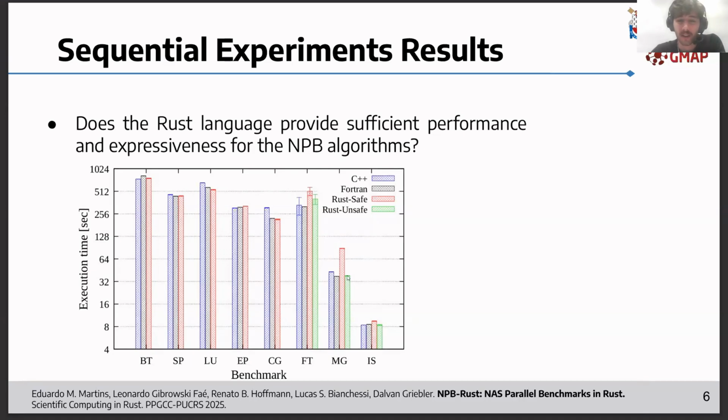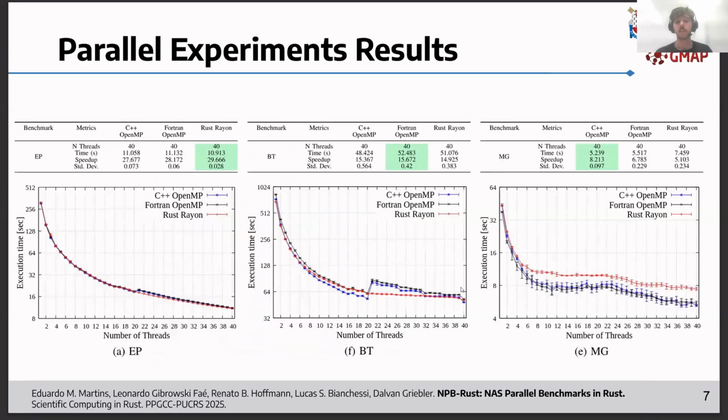So this is why we have this big difference right here. And for the parallel tests, we used Rayon as the parallel framework to compare it against OpenMP in both C++ and Fortran. So here we have the results for 3 of the 8 applications. On the x-axis, we can see the degree of parallelism, and again on the y-axis, the execution time in log scale.